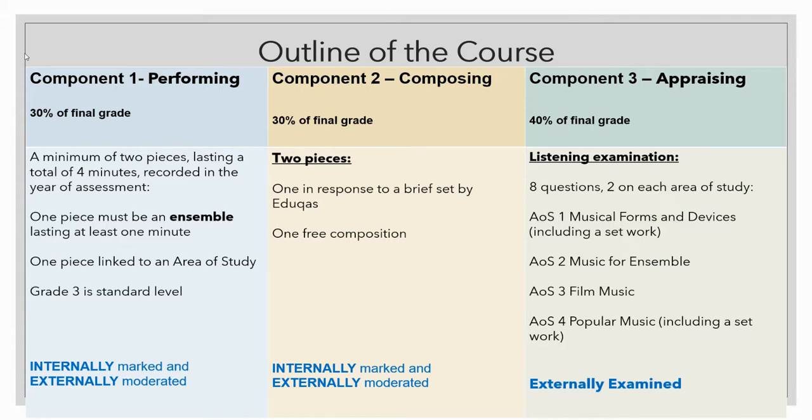So those of you who take music lessons outside of school, you'll have the opportunity to do grades 1 to 8. And for GCSE, grade 3 is considered a standard level. So by the end of year 11, or by the time you perform your final pieces in year 11, which is usually about half term, February time, you'll be expected to be at grade 3 standard to get those good marks. Okay, next component, component 2, composing.